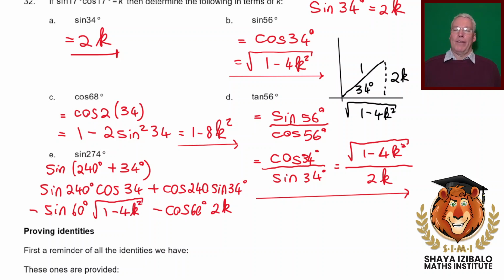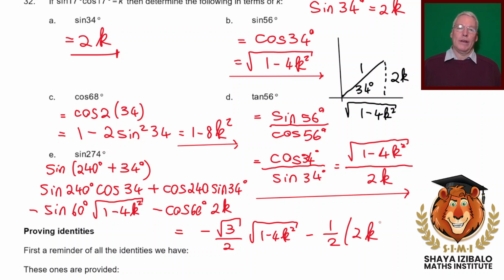Okay, now sine of 60 is root 3 over 2. So our final answer here is going to be negative root 3 over 2 times root 1 minus 4k squared. And cos of 60 is a half, so it's going to be negative a half times 2k. Okay, which obviously simplifies, but let's leave that one right there.